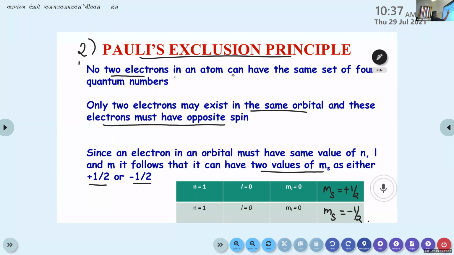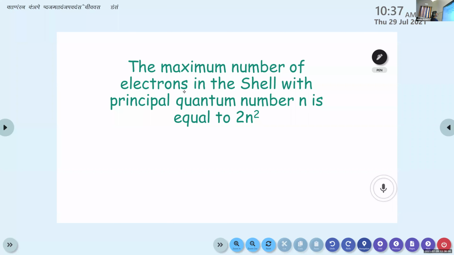Then there is one more point from this Pauli's exclusion principle. The maximum number of electrons in the shell with principal quantum number n is equal to 2n squared. This is the equation to find the maximum number of electrons in each shell. We have learned K shell, then L shell, M shell, N shell, etc. And do you remember the n values, children? For K it is 1, L it is 2, M it is 3, N equals 4.